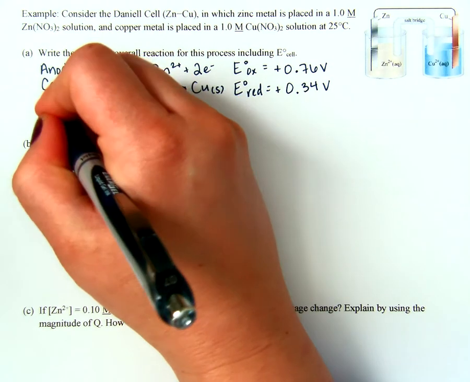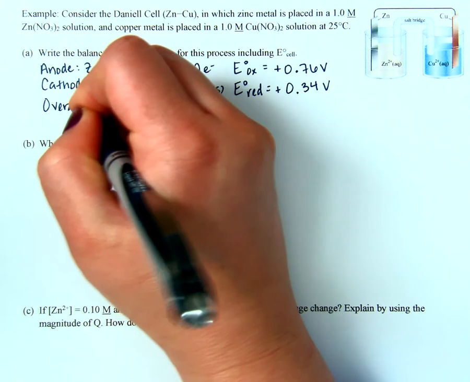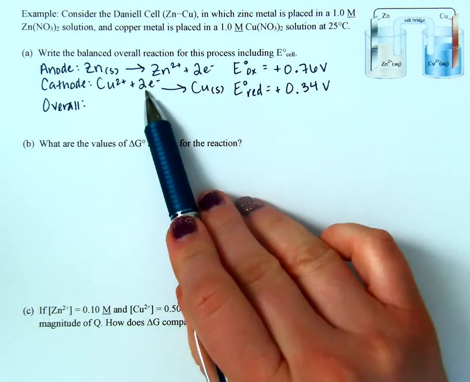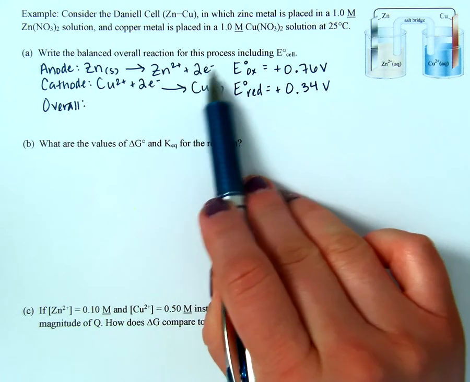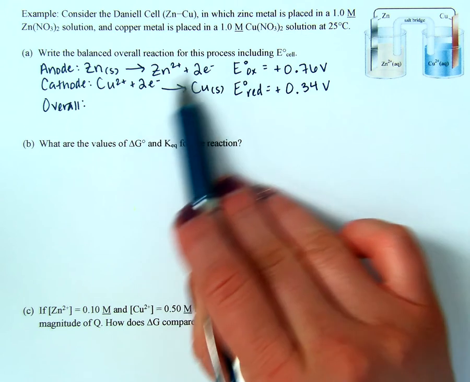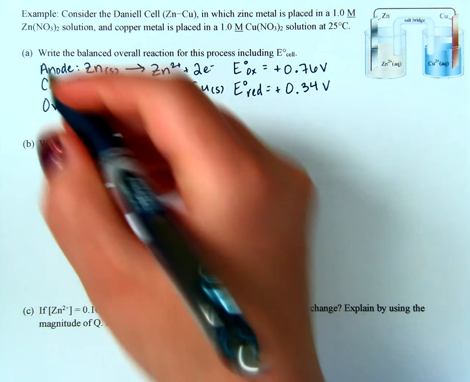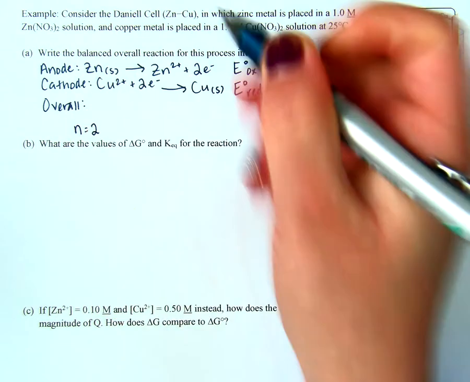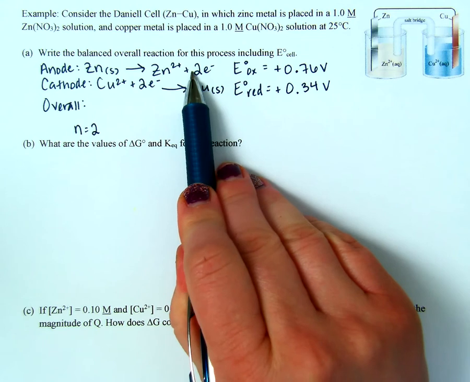So my overall reaction includes everything except for the electrons. So notice I'm already balanced here. I have the number of electrons given off as taken in. So my n is going to be equal to 2 in this case. I'm just going to write that as a note for myself right now. n equals 2 because I have 2 electrons transferred.